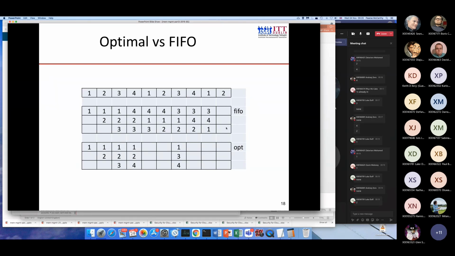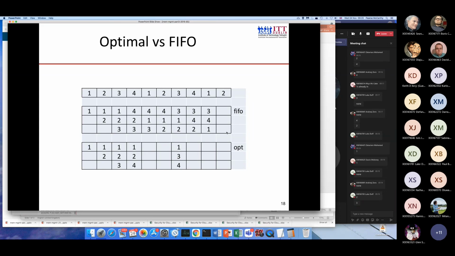FIFO. 3. Yeah. Now, OPT. I need to bring in 2. I don't have it in there, so I'm going to get a page fault. But which one do I get rid of? I don't have a future. What do you reckon it does? What do you reckon it defaults to? What does it fall back on when it has a choice like this?